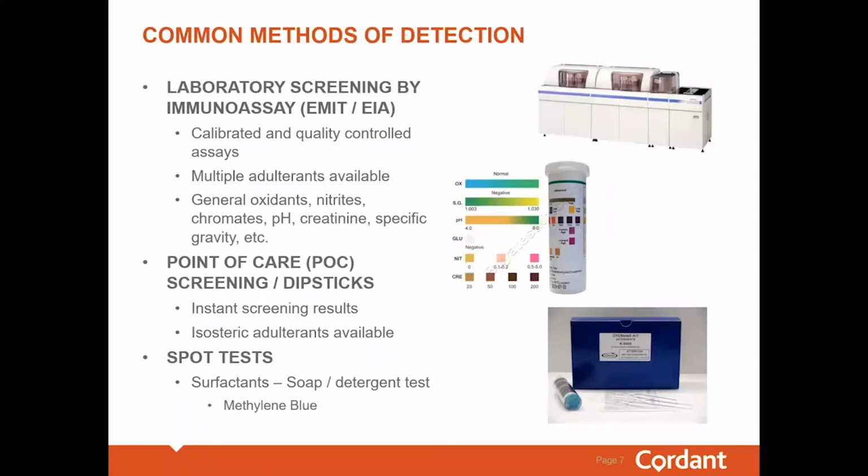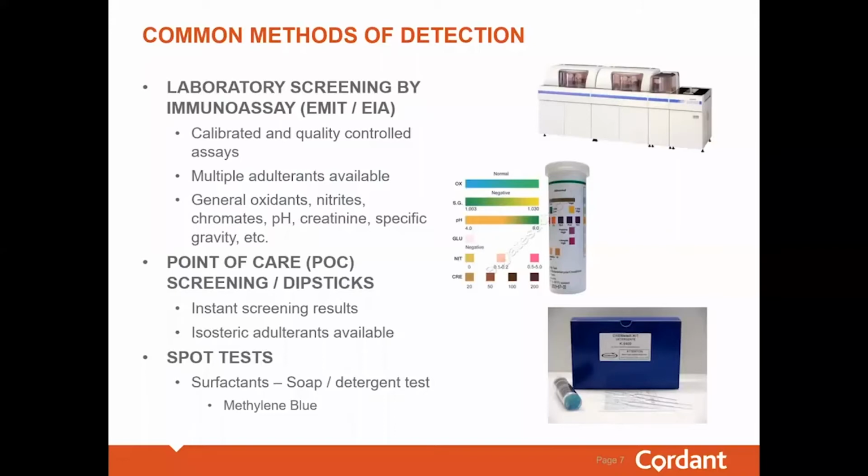Most common in the lab is the immunoassay screen on a high-speed, high-throughput automated analyzer. These are preferred methods for tamper detection because they are quality controlled and calibrated assays. There are multiple adulterants available that can be quickly ran cheaply. There are also point-of-care screens and dipsticks available from multiple manufacturers to capture these results. They are a great alternative when you want a quick result immediately after collecting the sample versus waiting for it to come from your lab.